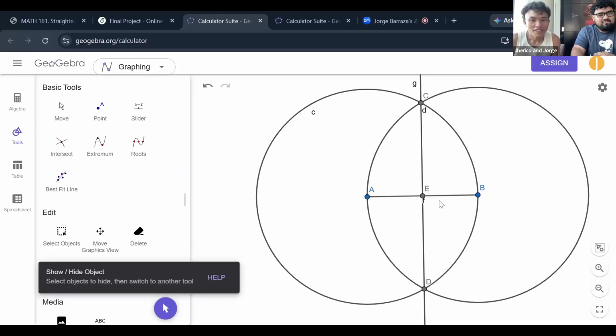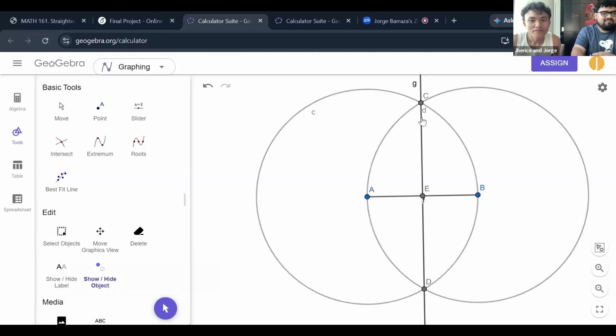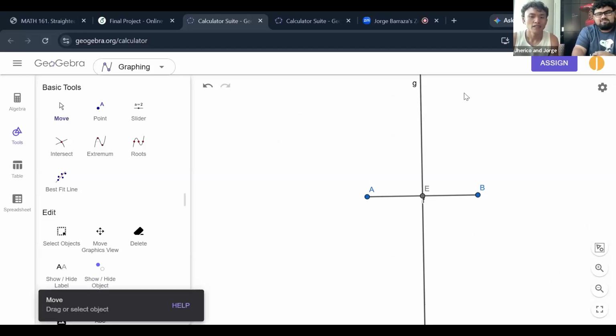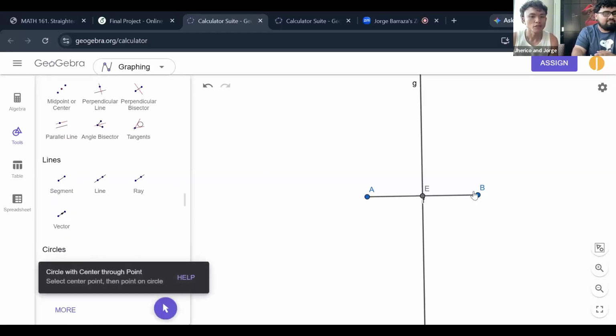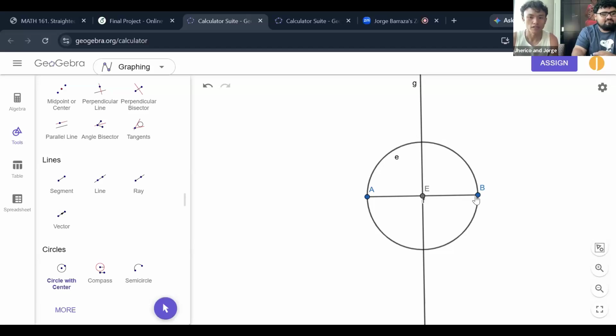So now that we have the midpoint of the line segment AB, we can get rid of all the stuff that we're not going to need. So we can get rid of these circles, points C and D. So now we're going to construct a circle with E being the center and A and B being points that lie on that circle. We're going to be using a compass to construct this part. And that will give us 2 points since the circle intersects the line that contains the point E.